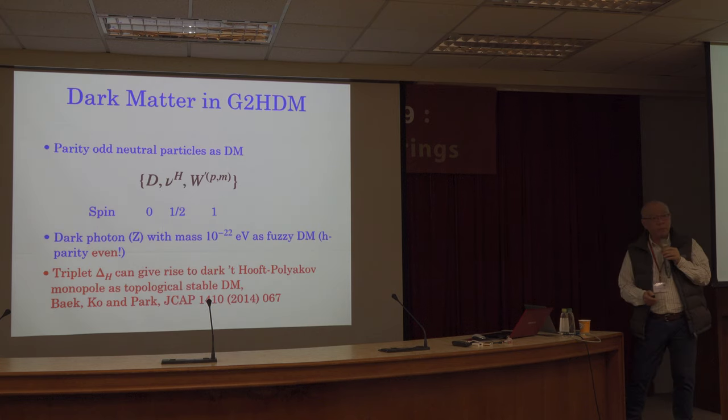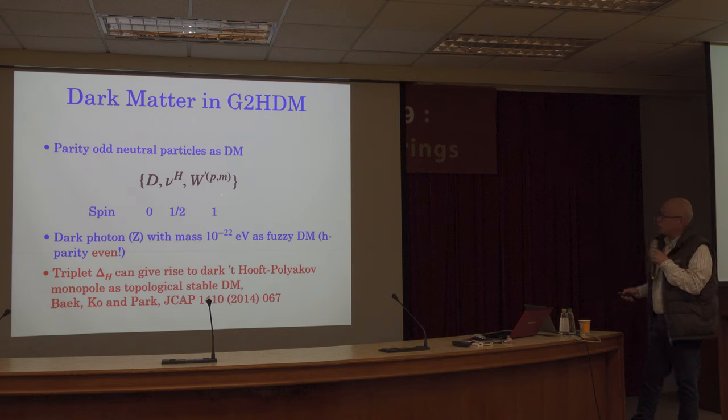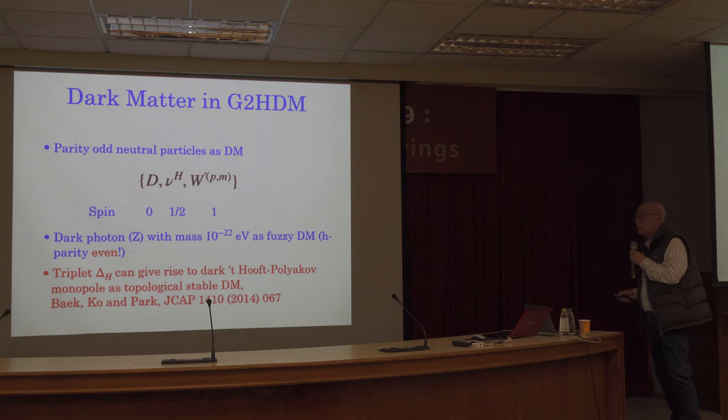So finally, the topic is the dark matter. I've got 5 minutes left to talk about the dark matter. So let me remind you that all the odd parity neutral particles can be dark matter in the model, like the D I mentioned, and also the heavy neutrino and W prime. So they are actually spin zero, spin one-half, spin one, all possible. But we will look at only the first case so far.